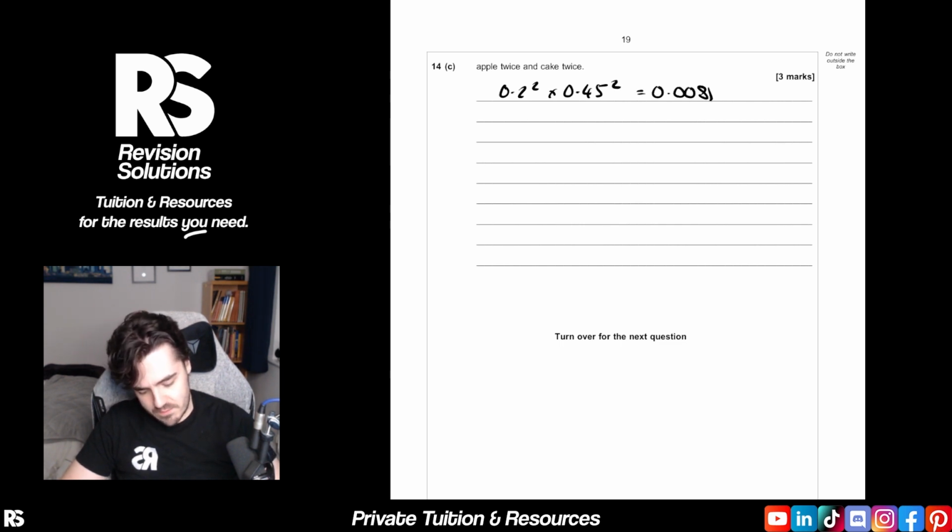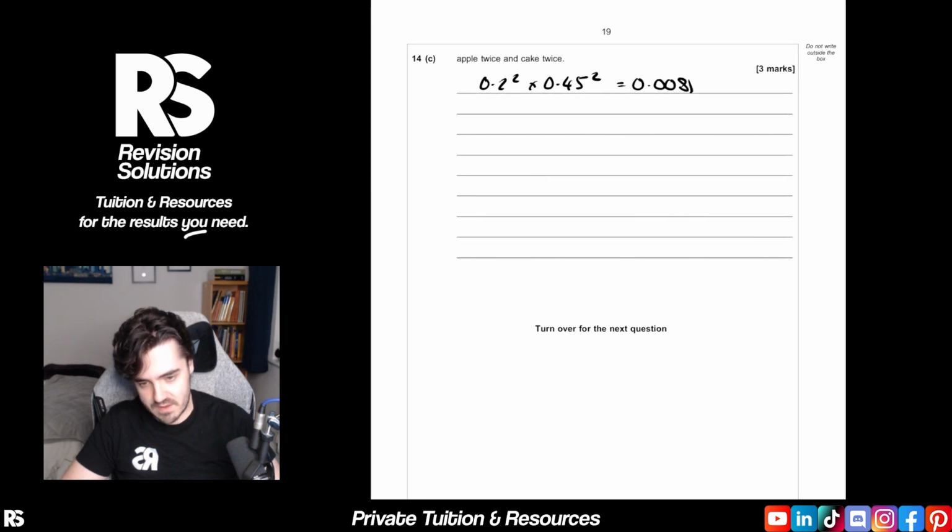And then we have to think, okay, well, how many ways can she pick 2 apples and 2 cakes when she's selecting 4 items? So there's 4 entries and she can pick between 2 options. So that would be 4 choose 2. So 4 choose 2 is 6, and our final answer would just be 6 times our 0.0081, which would be 0.0486.